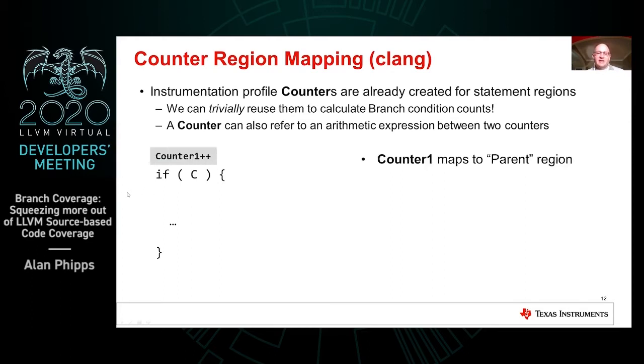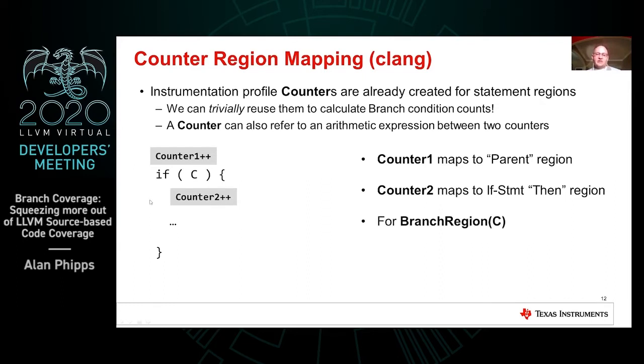So if I have just a quick example here with a condition C in an if statement, Clang is going to add an initial counter here to represent the parent region that gets incremented prior to the if statement being hit. And it's going to add a counter to represent the then region of the if statement. So if I wanted to add a branch region for condition C, I could simply set its true counter to be counter 2 and its false counter to be an expression, basically the difference between counter 1 and counter 2. That would give me all the information that I need.